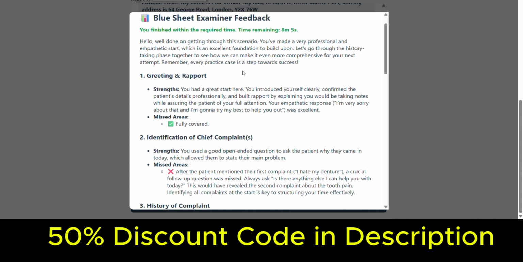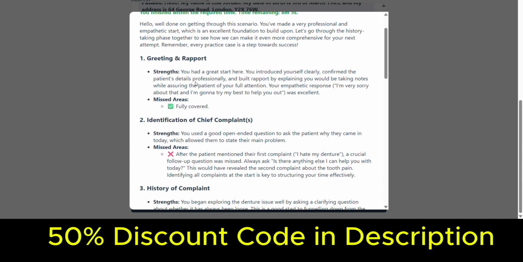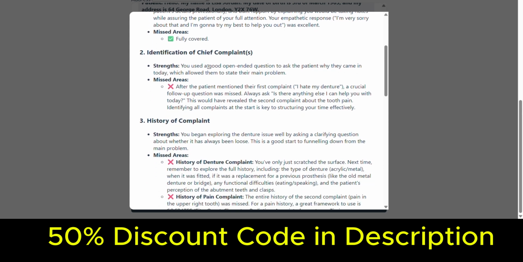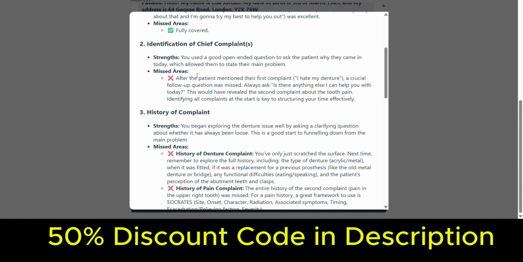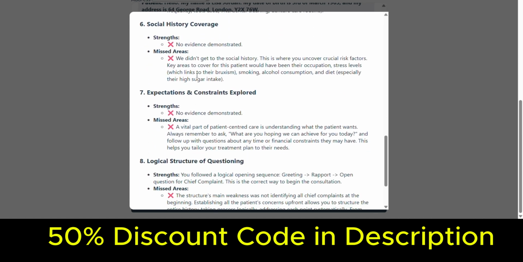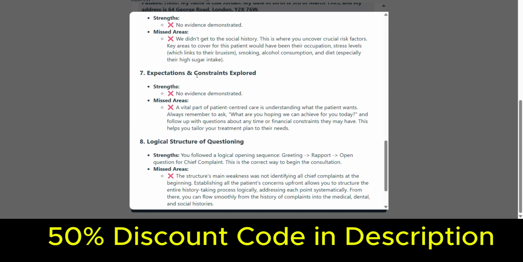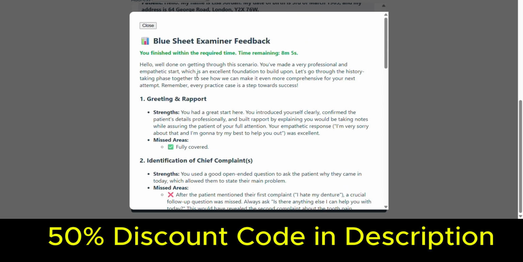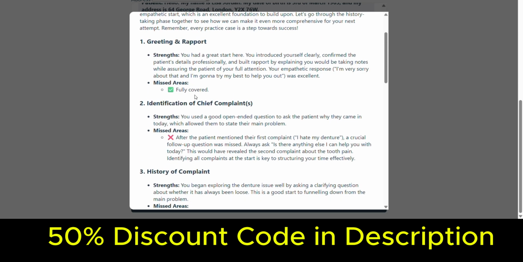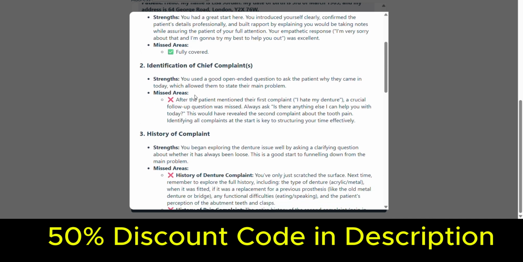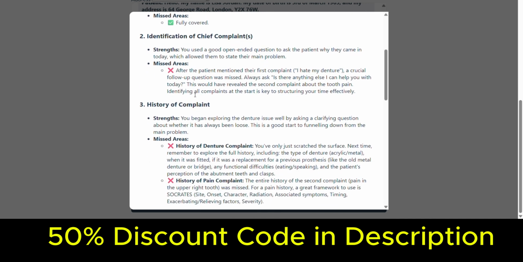Yep, so greeting and rapport, good identification. Again, basically like the OSCEs, it has about 7 to 8 points to judge you on. So greeting and rapport, identification of the chief complaints. Obviously I didn't do that.